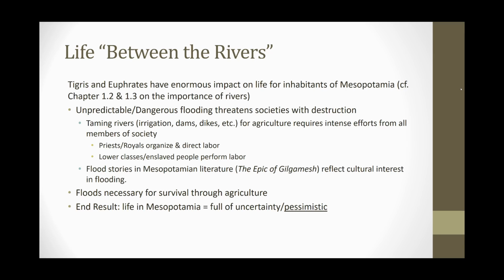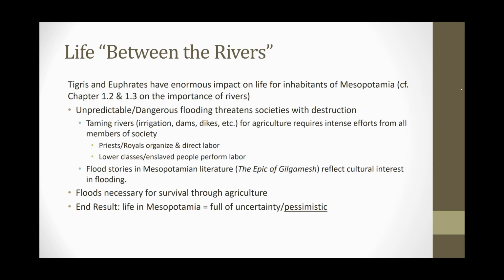The rivers really play a huge role in the lives of the people living in Mesopotamia. We already know that rivers are super important. We saw that in chapter 1. But specifically, the way that the rivers impact the people in Mesopotamia here is because these rivers, unlike some rivers, are very unpredictable, very dangerous, and they flood often.